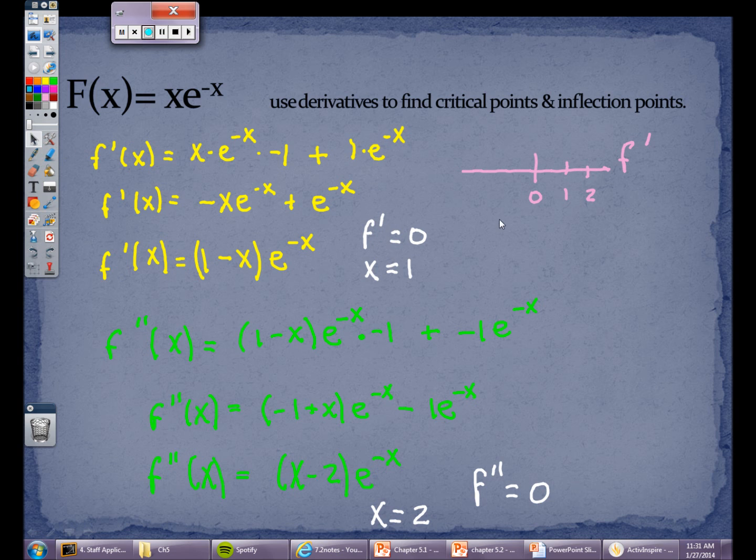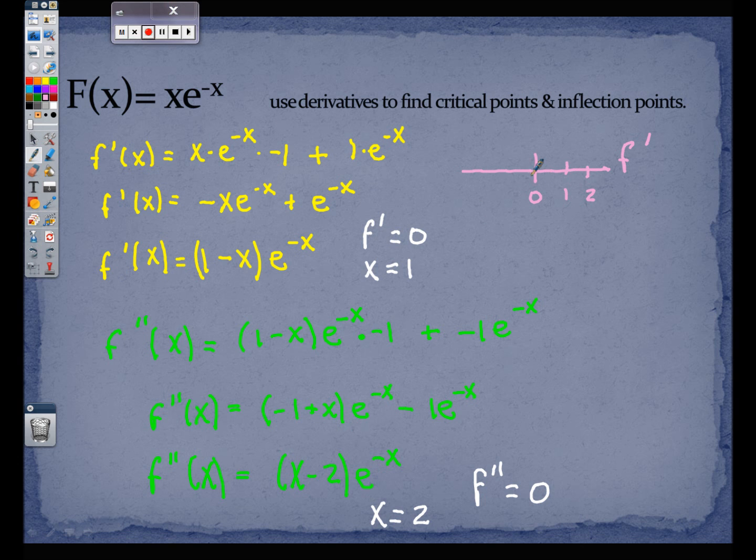In creating my sign chart, let's evaluate f prime anywhere to the left of 1. An easy option would be to find f prime of 0. And when I do that, I will get a positive number. Let's evaluate it to the right of 1 using f prime of 2. When I do that, I'm going to get a negative number. So exactly at 1, if I'm going from positive to negative, I now know that I have a max at 1.